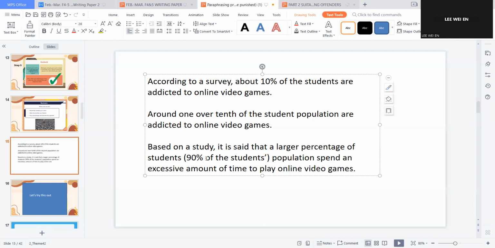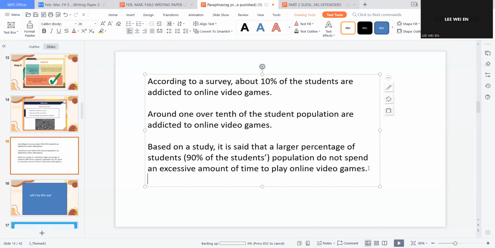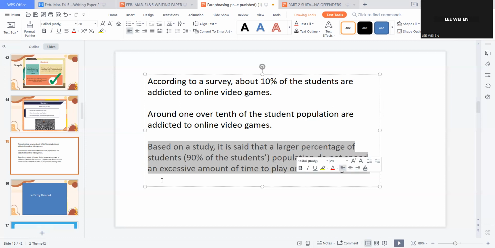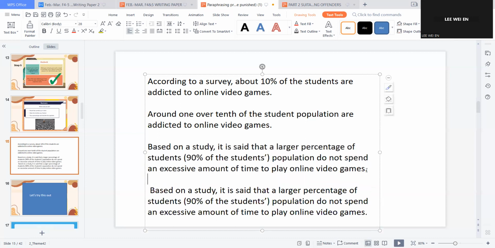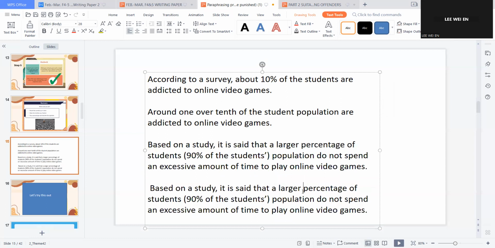Okay, so here, based on the study, it is said that a larger percentage of students do not spend an excessive amount. But the reverse is true. Same thing, I just use the opposite figure. It means the same thing. Hang on, I'll show you how to do it. This one, a smaller percentage.